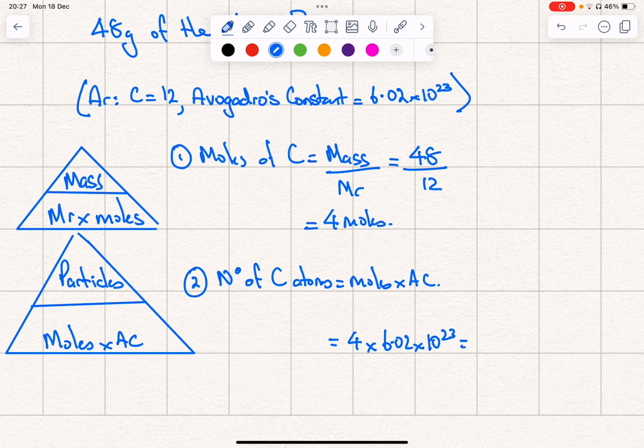Let's just do that on my calculator. So it's 4 times 6.02 times 10 to the power of 23. And I'm getting here 2.408 times 10 to the power of 24 atoms.